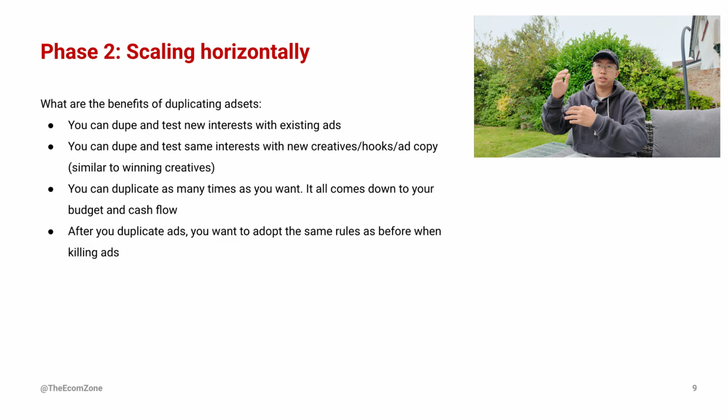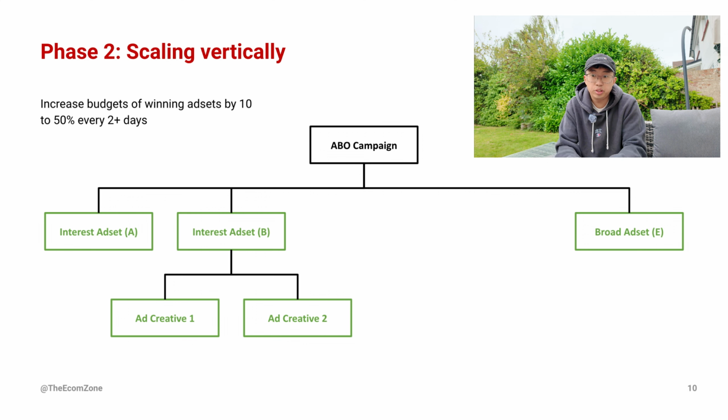And so this is the second method of scaling, which is scaling vertically. All it is, is increasing budgets of winning ad sets by 10 to 50% every 2 days or more. So again, this is the structure before, and all you're doing is, okay, if interest ad set A and B and broad ad set E is working really well, I'll just increase the budget. So before it was 5, we could increase it to 7. Wait 2 days and see how that goes.